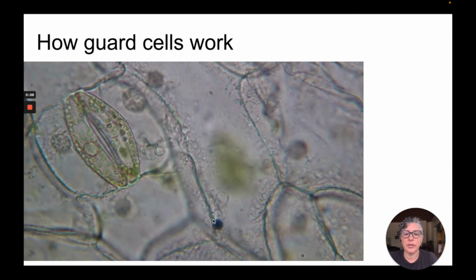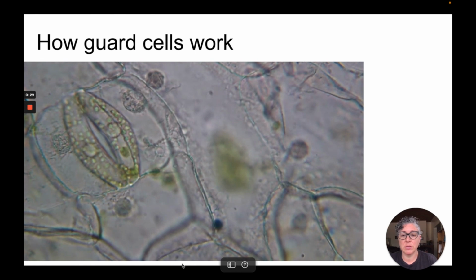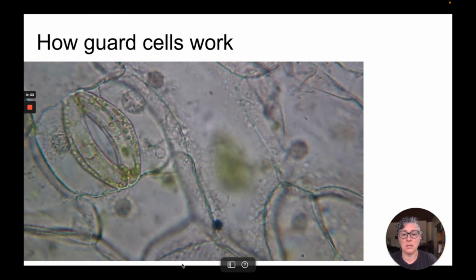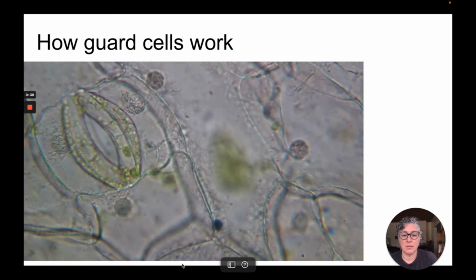So let's just take a look at this video microscope image of a guard cell. We can see this is the lower epidermis. We can see the guard cell is there. It is closed, and we can see that it has chloroplasts. So let's take a look at what happens to the guard cell and how the stomata opens as water floods the cell. And there you can see it has opened.